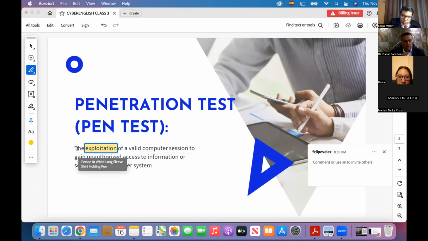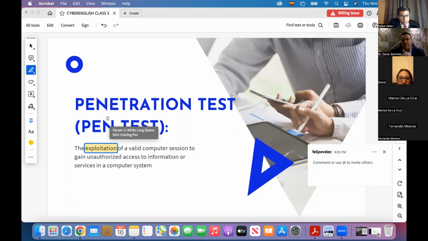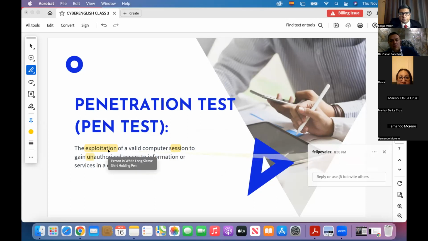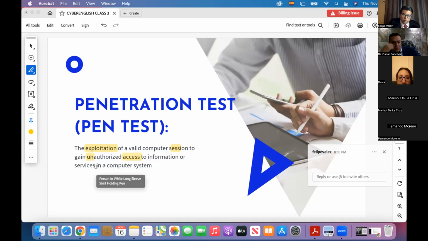So again, the exploitation. Dulce, start pronouncing. The exploitation of a valid computer session. Very good. So when we have a double S sound, we pronounce it with a strong E. So we say session. Session to gain unauthorized access to information or services in a computer system. Very good.